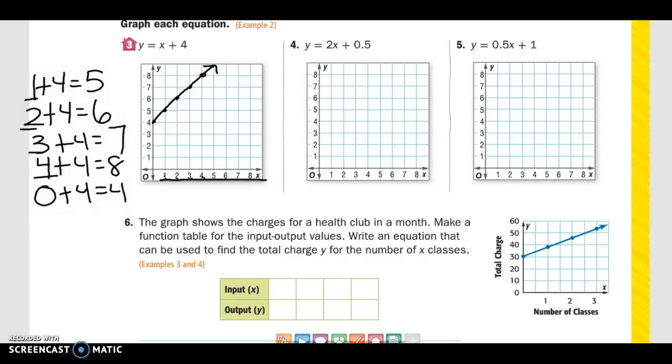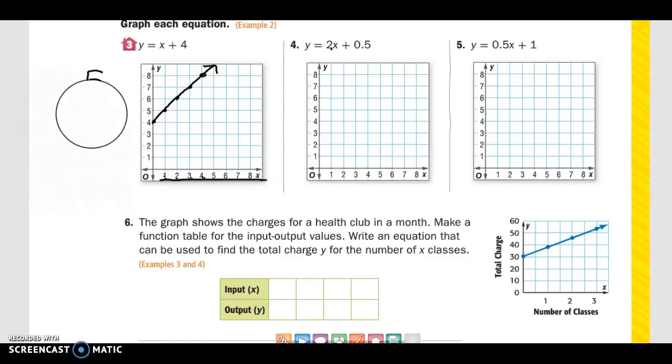Our next one is a 2-step problem because we have multiplication with the 2x and then we're adding. So I'm going to come and erase this stuff over here so I can show my work in that space. The first number I'm going to be putting in is 0. So 2 times 0 is 0. And then adding 0.5, I just get 0.5.